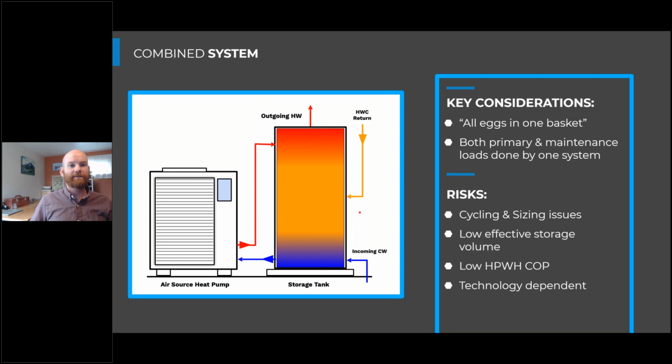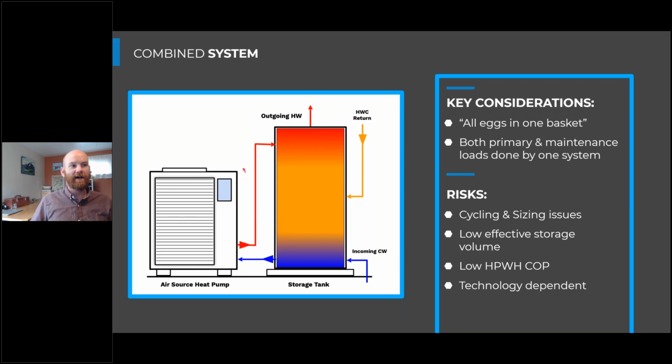And we also have to control those heat pumps a little bit differently to address that lower effective storage volume, which likely and often does result in a lower heat pump water heater coefficient of performance. Because now we have to turn on these heat pumps earlier, when the water's warmer in the tank, so they're heating more of that warm water during their normal operation. So these are some of the risks with that combined system using a single pass heat pump water heater.